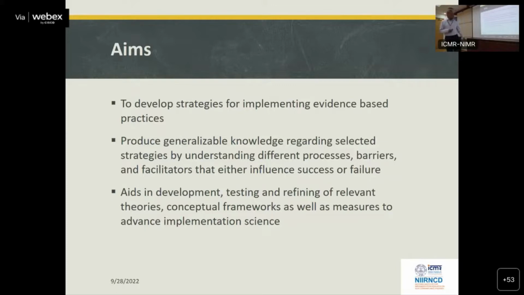That gap is primarily bridged by implementation science. So that is called its primary aim. And it aids in development, testing, and refining of relevant theories, conceptual frameworks, as well as measures to advance implementation science. From my experience, I always believe that research need not start on paper first.